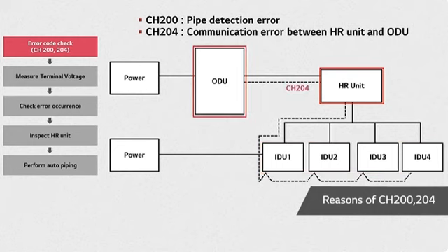On the other hand, error CH204 occurs when there is a communication error between the HR unit and ODU. The causes for error CH204 include failure in the HR unit's communication cable and power cable, or a malfunction in the HR unit's PCB.